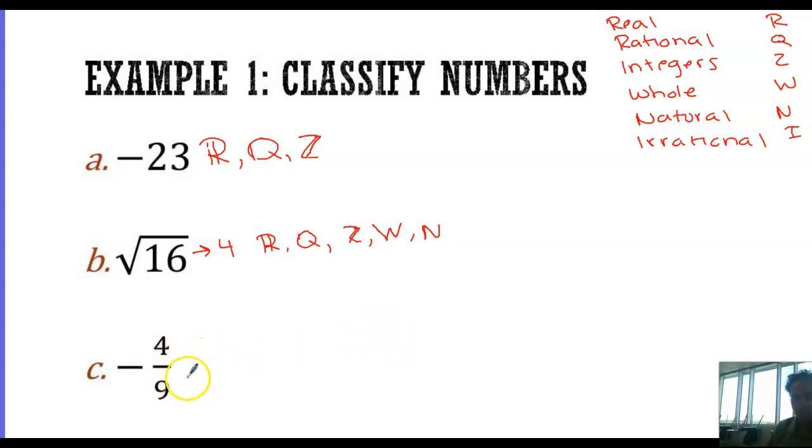Then finally, we're down to example C, which is -4/9. All the numbers are going to be real. So next we have to think, is it rational? Could I create a fraction? Well, yeah, it already is a fraction.